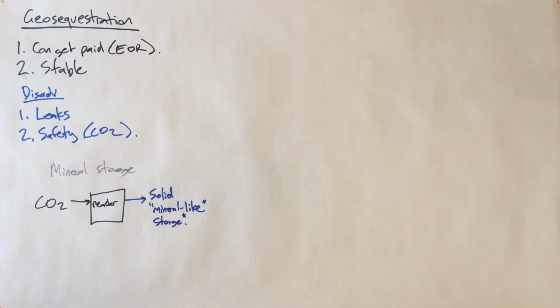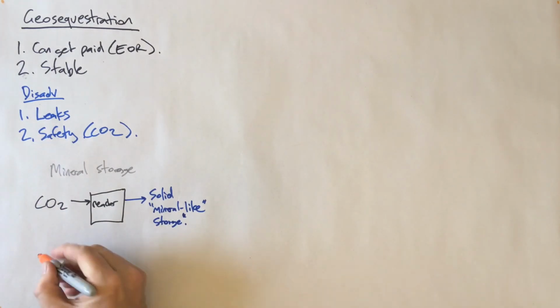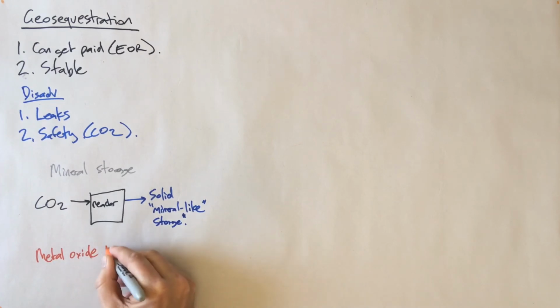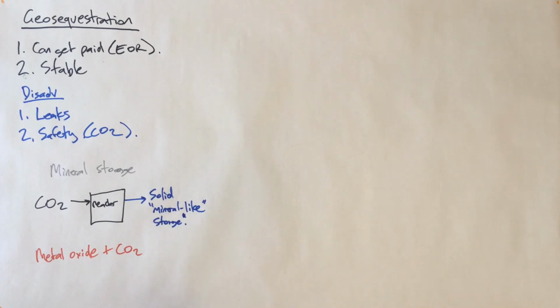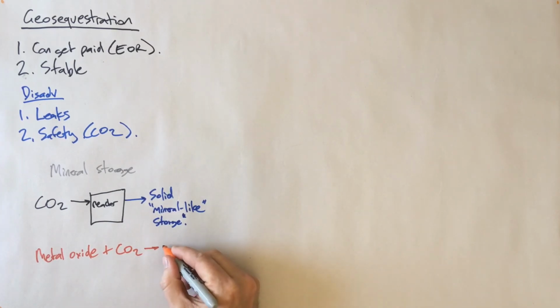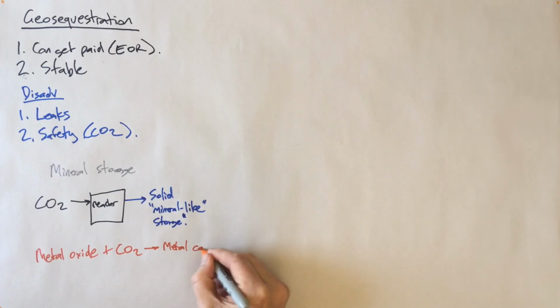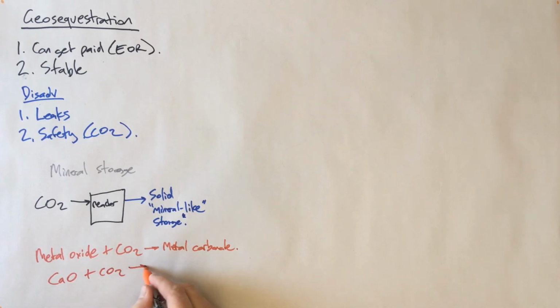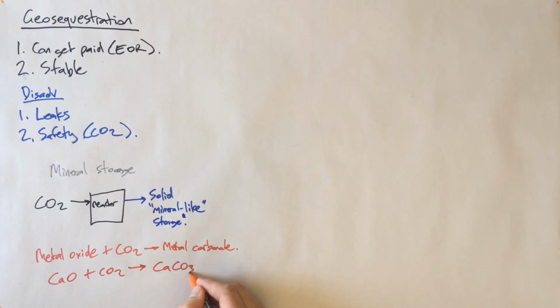So how does that work? Well, basically what we do is we take what are known as metal oxides. So it's essentially any metal atom attached to an oxygen atom. We add CO2 to that in a chemical reaction, and we end up with what's known as a metal carbonate. And for those of you who like to see equations, an example might be we take something like calcium oxide. So as I said, calcium is a metal attached to an oxygen atom. We add the CO2, and this makes something known as calcium carbonate, also known as calcite.